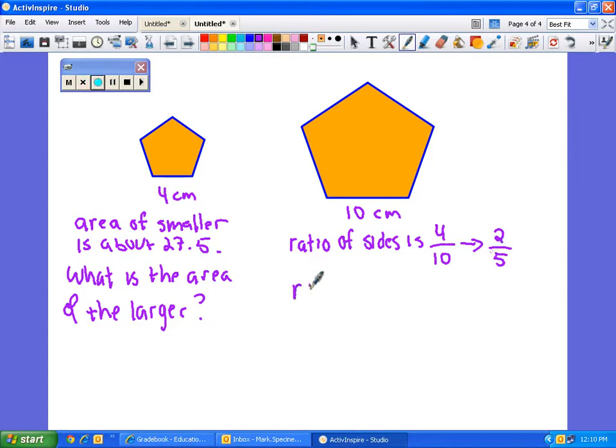Now, the next thing for me to do is to find the ratio of the area. Well, we just talked about how we find the ratio of the area: a squared over b squared. So we have a squared over b squared. That means we have 2 squared over 5 squared, which means we have 4 over 25.